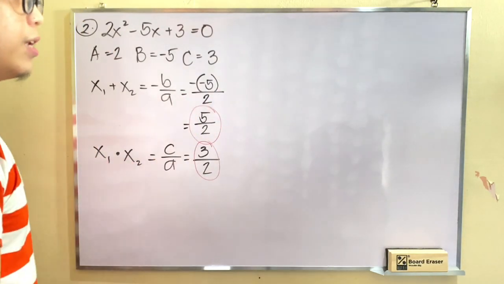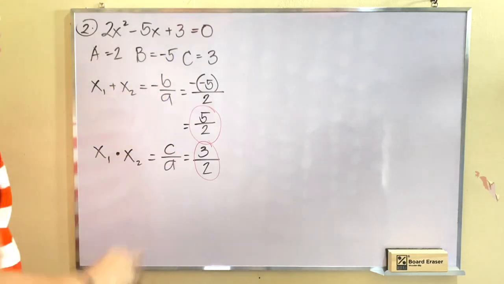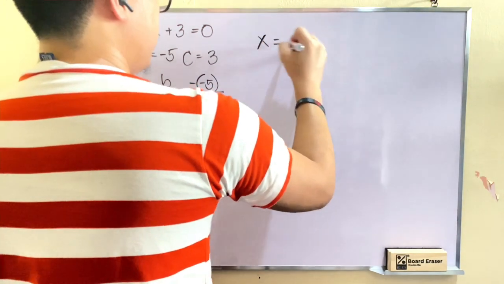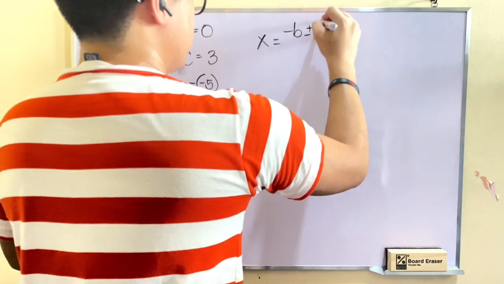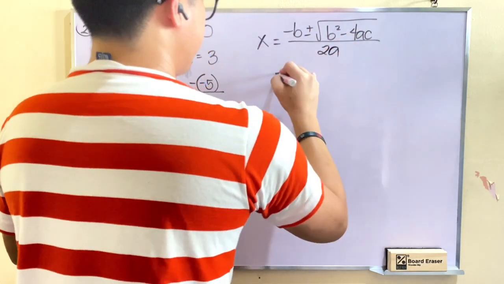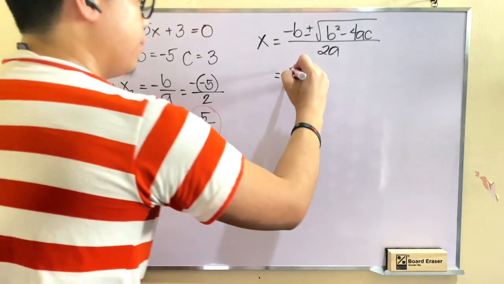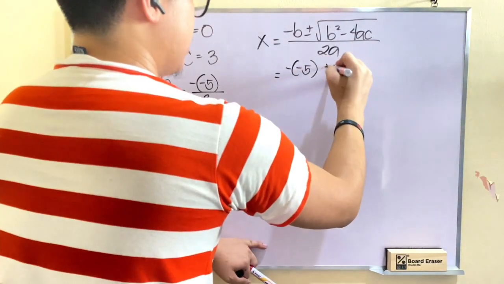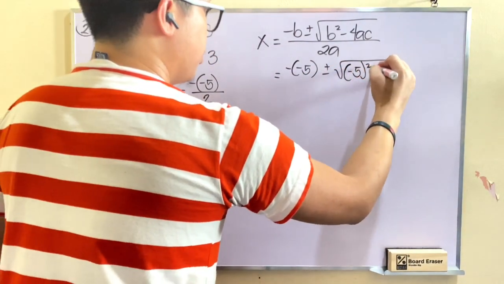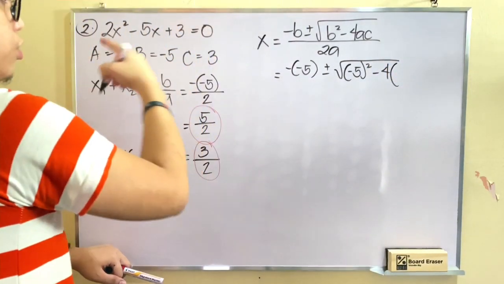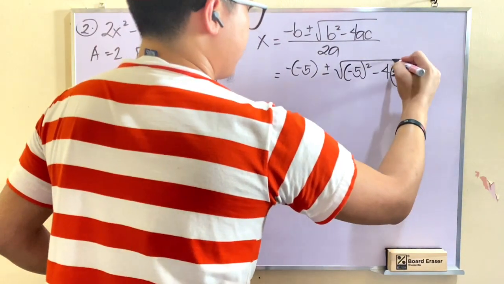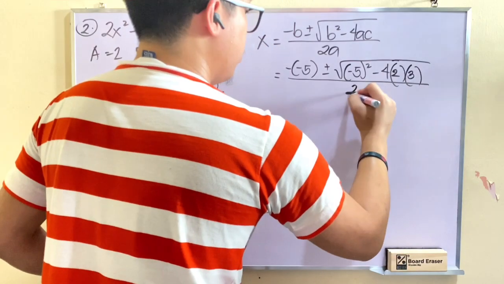Sa ngayon, ang gagamitin naman nating formula para mahanap ang roots ng given quadratic equation will be the quadratic formula. Ano ang quadratic formula? X is equal to negative b plus or minus square root of b squared minus 4ac divided by 2a. Negative b natin is negative 5, plus or minus square root of b squared. So, negative 5 squared minus 4 times a, which is 2, and times c, which is 3. Divided by 2 times 2.